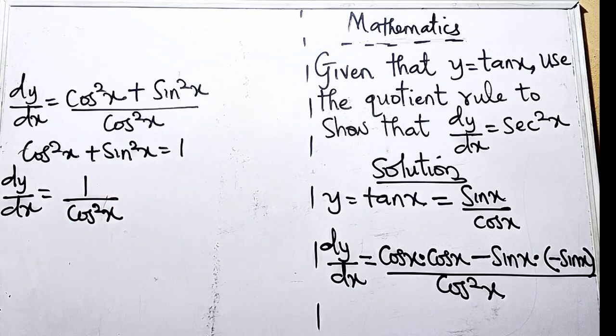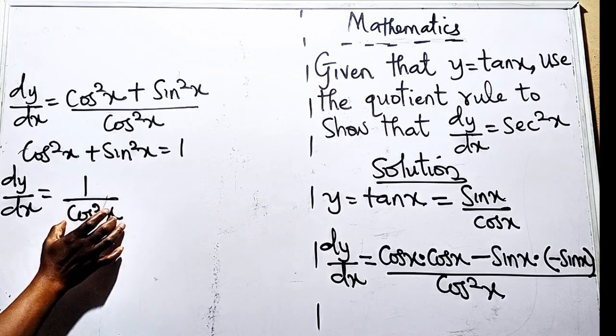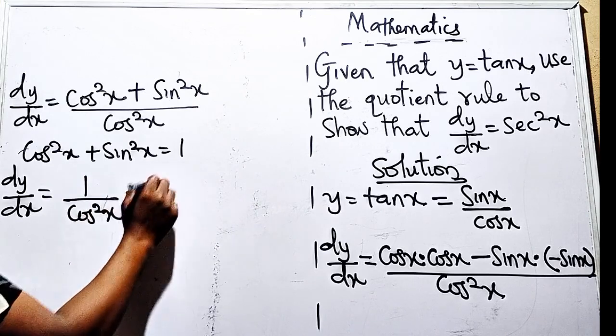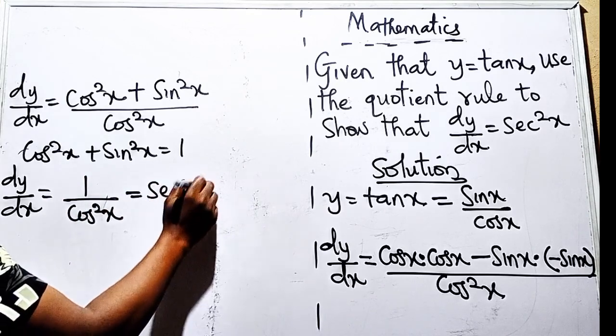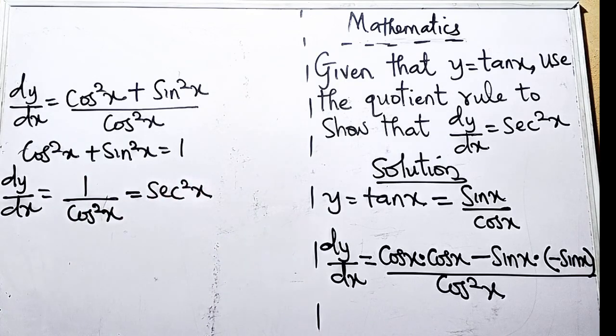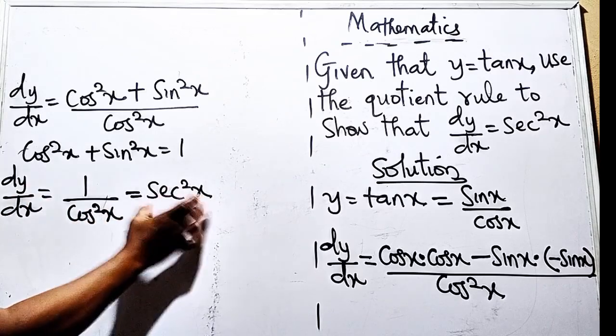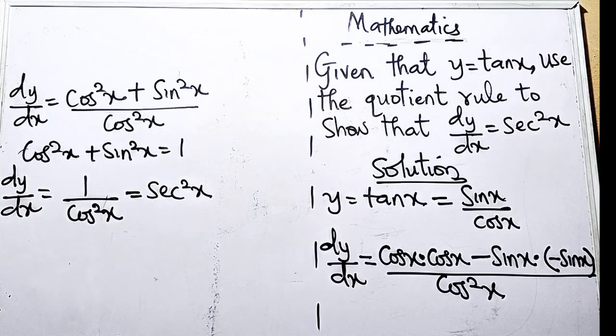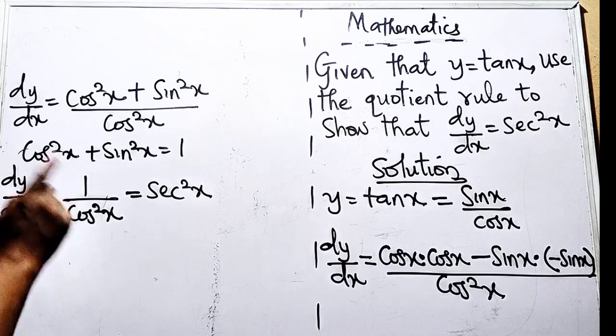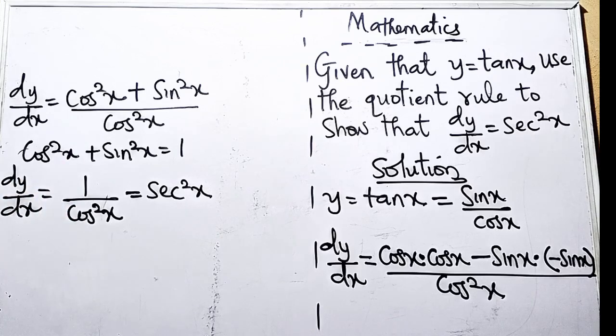Now 1 over cos squared x is equal to sec squared x. Please don't forget. So now we have been able to show that dy/dx is equal to sec squared x, using another way to use the quotient rule. So thank you and bye bye.